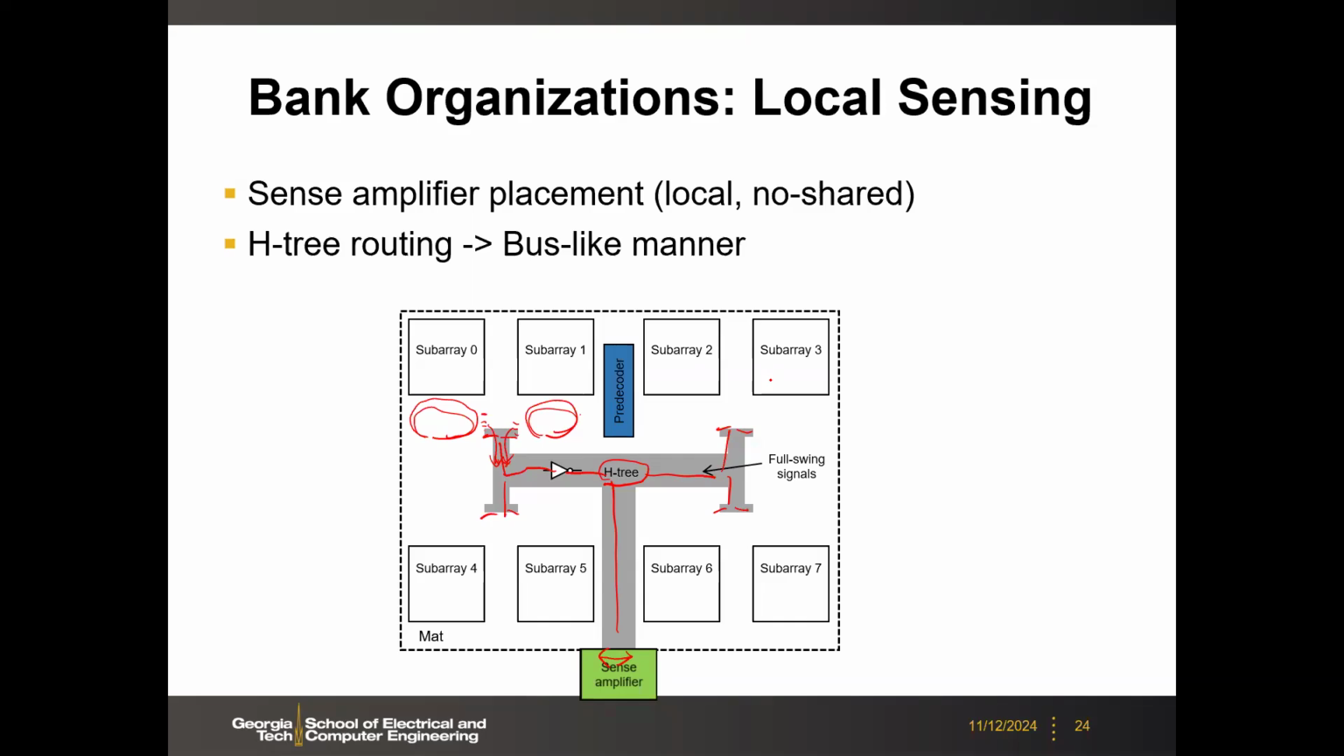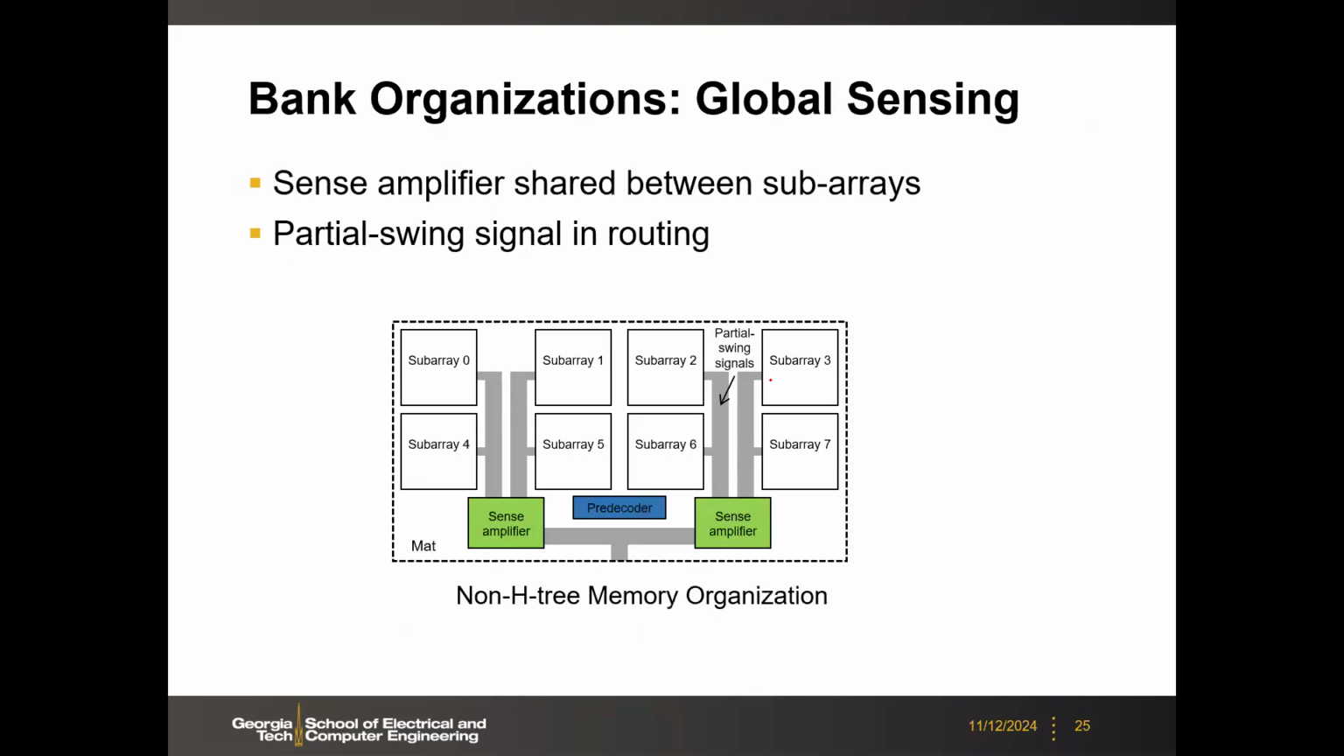So this is like an H-tree routing, and then a data bus. Okay. So then it could have another kind of architecture. For example, here, the sense amp could be shared between subarrays. So in this way, you can save the area for the peripheral circuits, right?